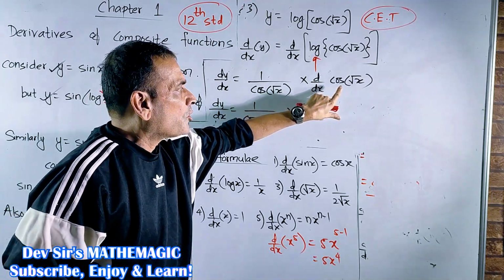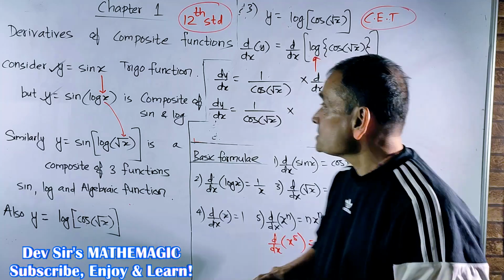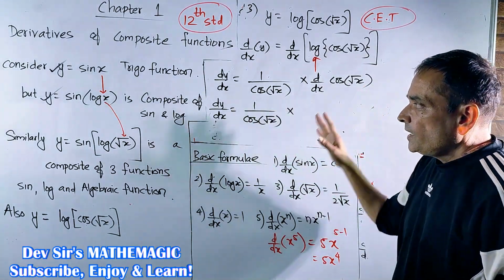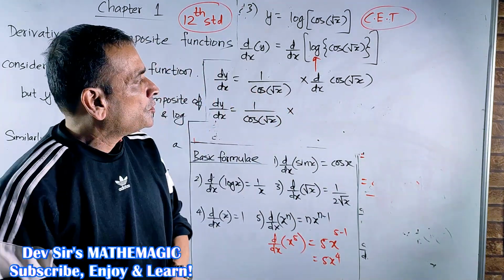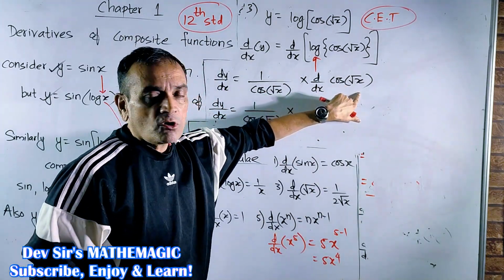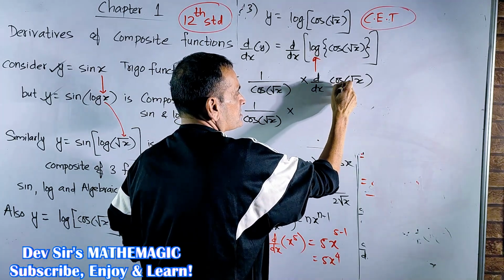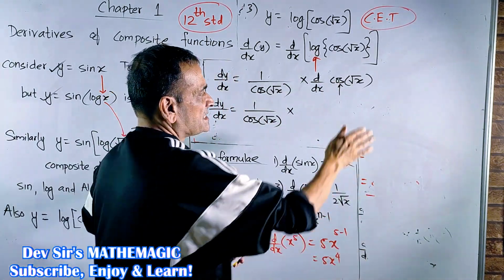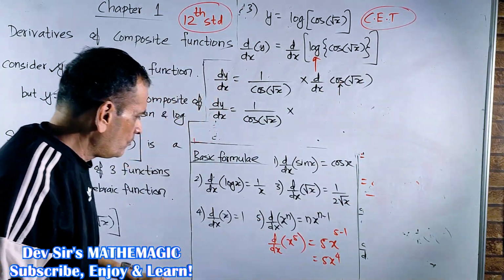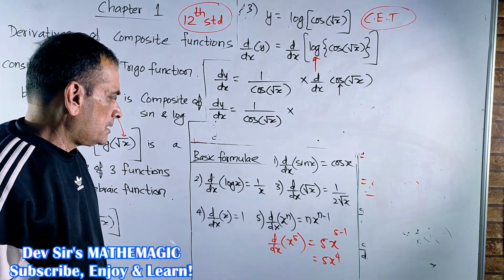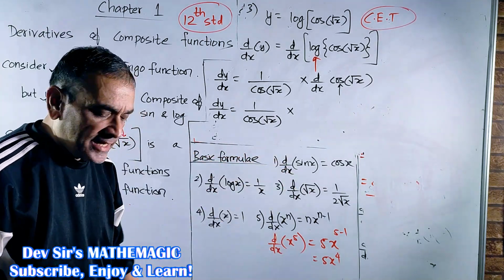d by dx of cos of root x is also a composite function. Remember friends, because it is not cos x. X के जगह if something else is there, then it becomes a composite function. So d by dx of cos of root x, take the derivative of cos. सामने क्या है मत देखो अभी. सिर्फ डेरिवेटिव ऑफ cos देखो. Okay. d by dx of sin x is cos x.